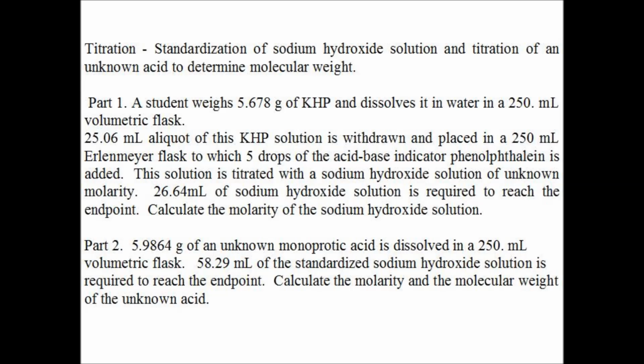Then we'll use that known molarity for the sodium hydroxide solution to titrate our unknown monoprotic acid in part 2. And then once we determine the equivalency point, the number of moles of sodium hydroxide will be equal to the number of moles of known molarity standard acid. And then we can calculate the molarity and molecular weight of the unknown acid. So we're going to follow a procedure, and I'm going to lay it out to you step by step so you can see for yourself.